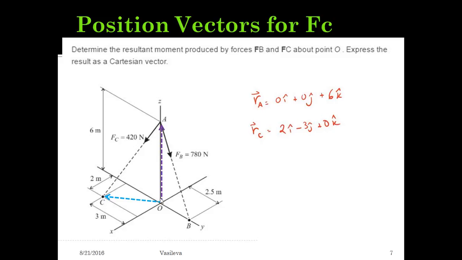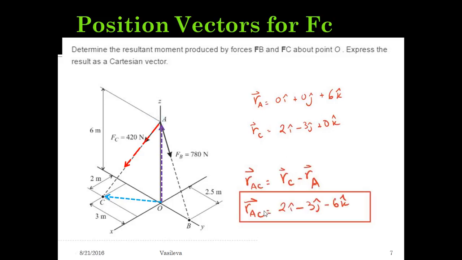So RA, or the position vector to A, is 0, 0, and 6 up. RC is 2 in the x direction, 3 in the negative y direction, and 0 in the z direction. So i, j, and k just mean x, y, and z. So in order to find AC, all we have to do is take RC minus RA. And that gives us 2i minus 3j minus 6k. So now we have determined the position vector from A to C.